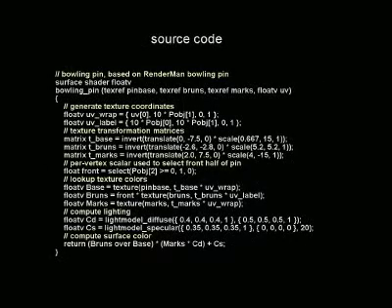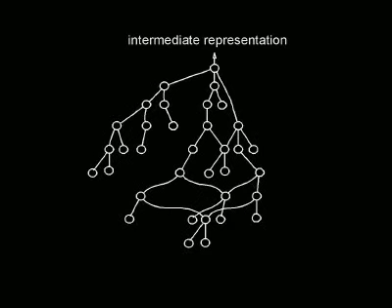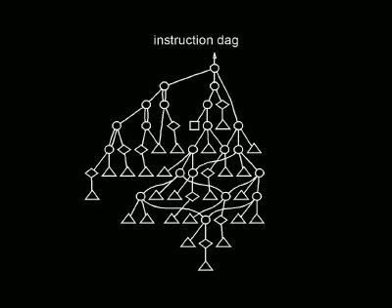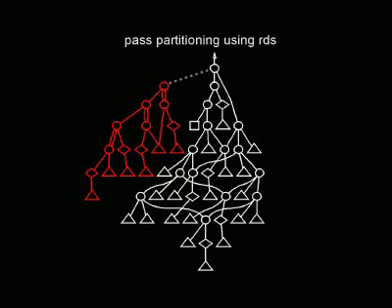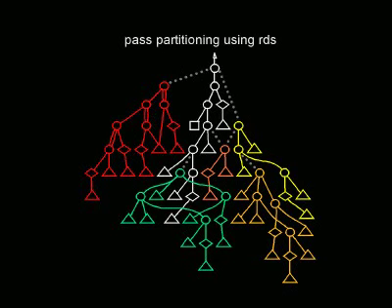The shader is converted from shading language source code to an intermediate representation. The compiler then performs instruction selection to build a DAG of hardware-specific fragment operations. If the DAG is too large to be mapped to a single pass, the compiler calls RDS to partition the DAG into multiple passes. RDS uses a hardware-specific cost model to find a partition with near minimum cost. Sometimes duplicating nodes reduces this cost.